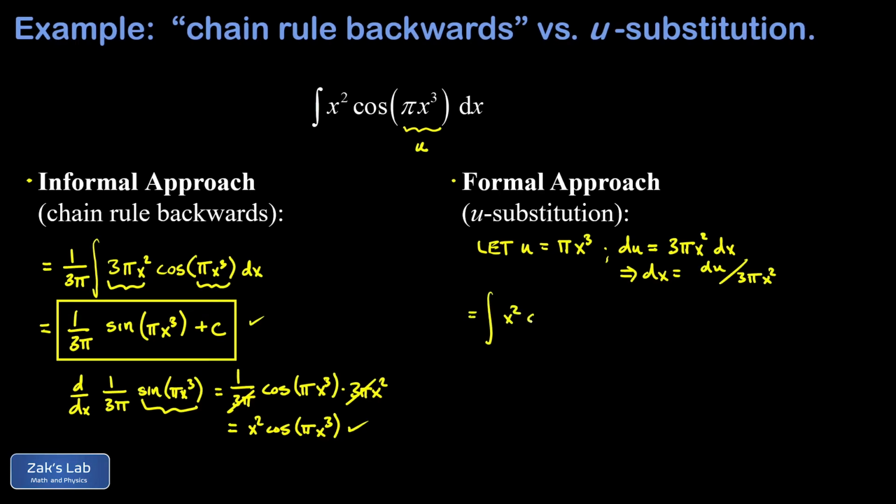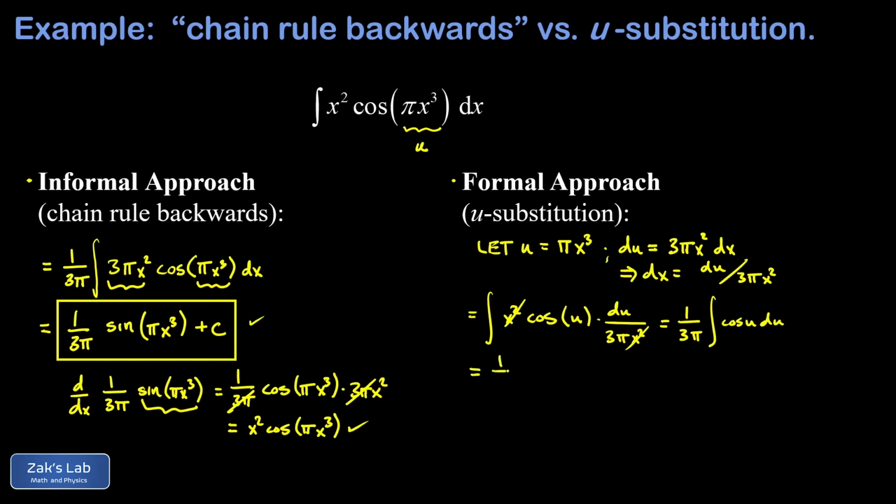So I have an x squared and then cosine pi x cubed. Well, that's just u now. And then dx, I wrote as du over 3 pi x squared. And the x squareds cancel out. Again, that's not going to happen unless you have the derivative of u essentially sitting inside this integral. So you need to be looking for that ahead of time. I can pull the 1 over 3 pi out in front. And then I just have the integral of cosine u du, which gives me a sine u.